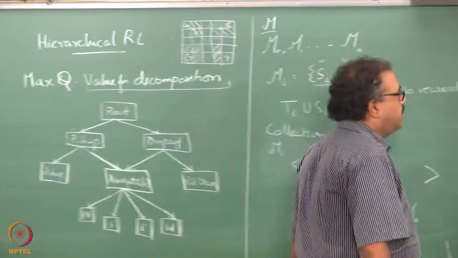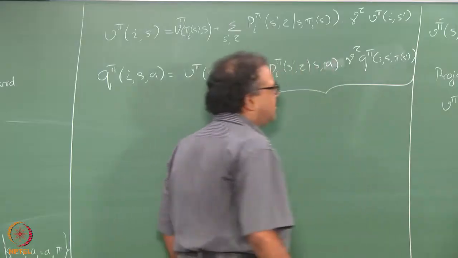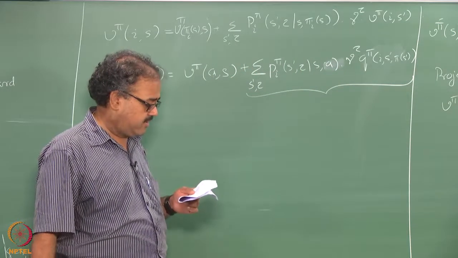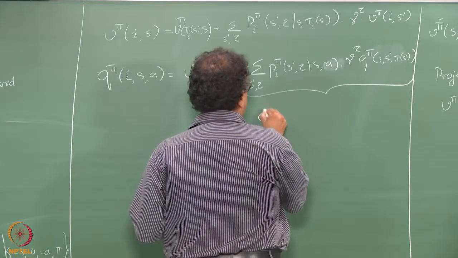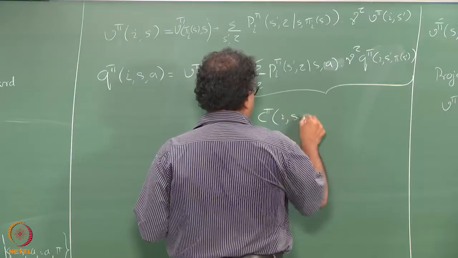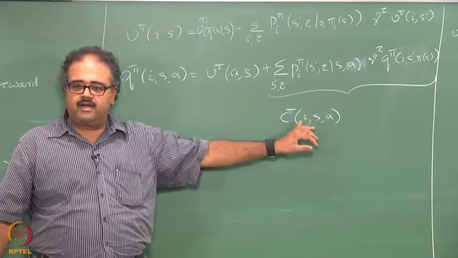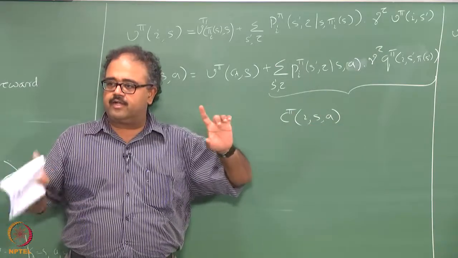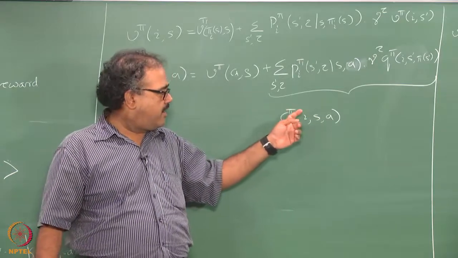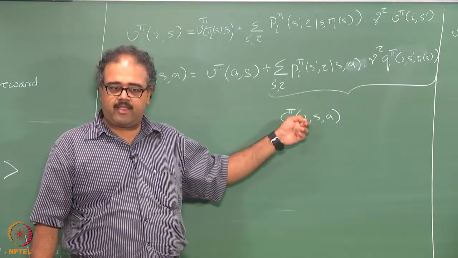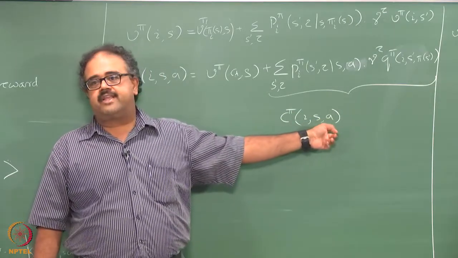So what we do is define this thing, we call it the completion function C. It's a little confusing here. So C pi of I, S, A is the cost or payoff or reward that you are going to accumulate in subtask I after you complete action A starting from state S.